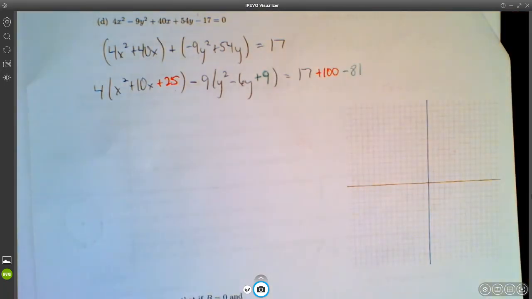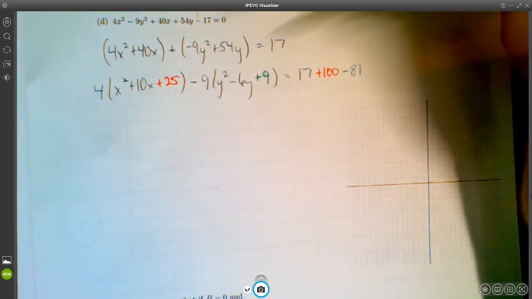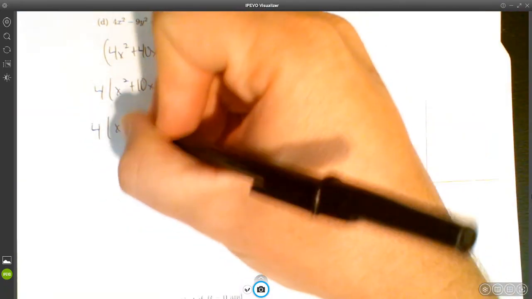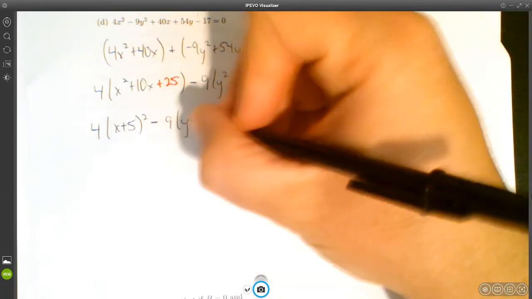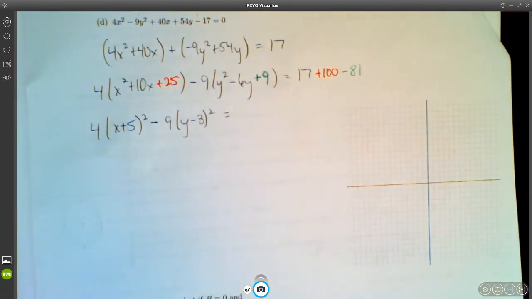Okay, so be very careful, right? Make sure that you're balancing things on the left and right-hand sides correctly. Pay attention to the signs and everything else. Okay, so now this is 4 times x plus 5 squared minus 9 times y minus 3 squared equals 17 plus 100 minus 81 is 36.